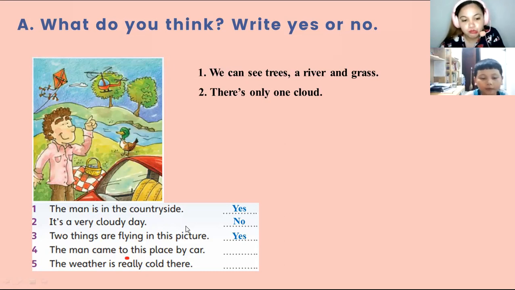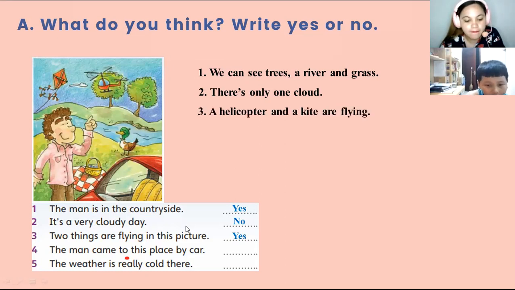The man came to the place to display his car. Mm-hmm. No. Yes. Oh, why do you say yes? That I see the car. Yes, because there is a car. Number five, Doug?